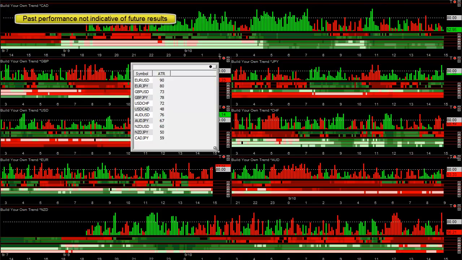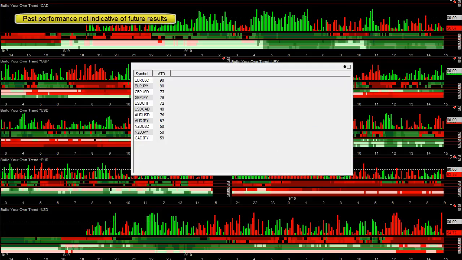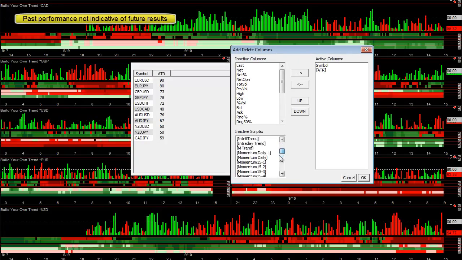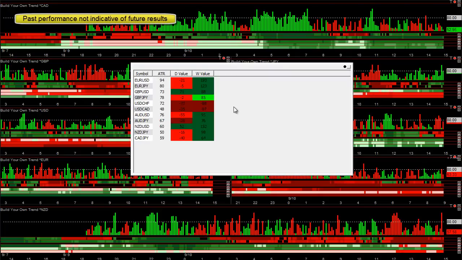Here's a quote sheet with a list of symbols. You right click on it and you hit add delete columns. And one of our new tools in the last month is daily value area day and week. And this shows you how many pips above or below the previous days and previous weeks point of control each currency is.